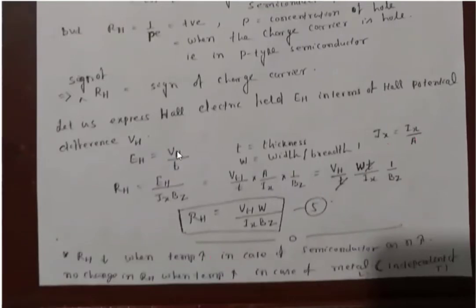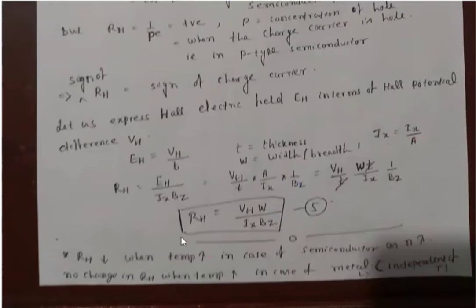So EH equal to VH upon T. So we can write Jx equal to current upon area. So RH equal to EH by Jx into Bz. This is from equation 3. Now putting the value of EH and Jx, EH equal to VH upon T, Jx equal to Ix upon A, 1 upon Bz. Now area equal to W into T, so T cancels out. So RH we are getting to be VH W upon Ix Bz.